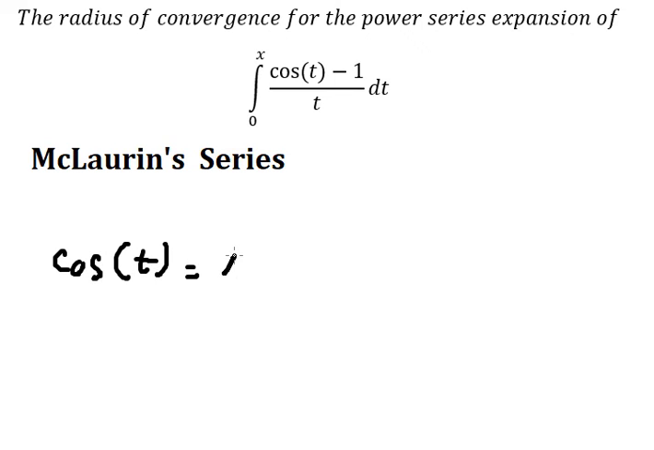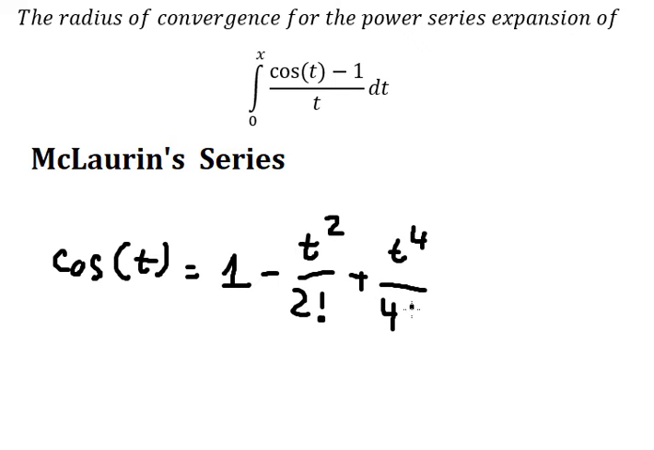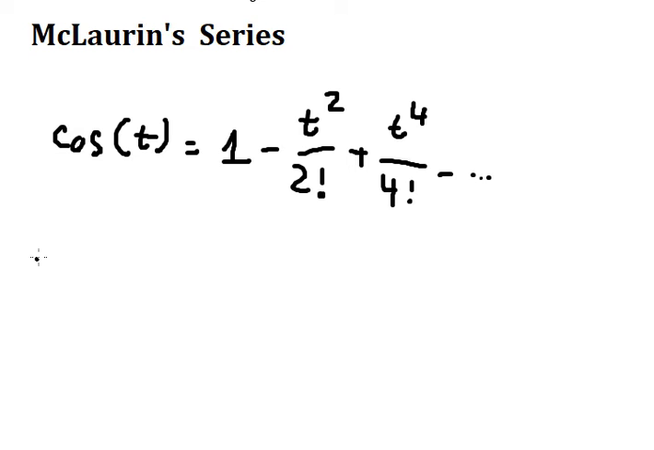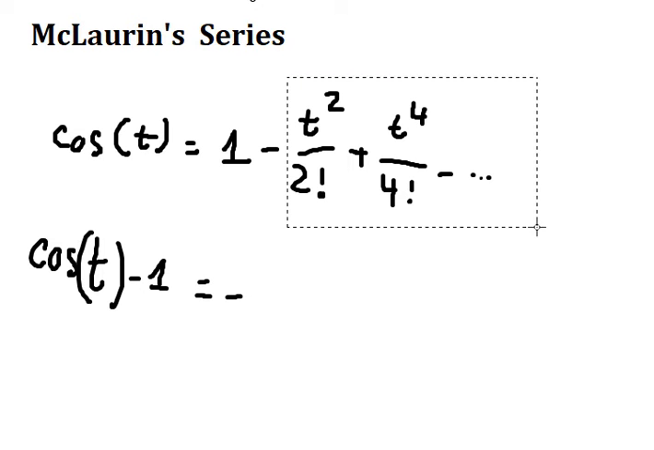In this one we have 1 minus t to the power of 2 over 2 factorial plus t to the power of 4 over 4 factorial. So we can see that we have cosine t, but we have negative 1, so cosine t minus 1, that means the number 1 will eliminate, so we just have only this one.